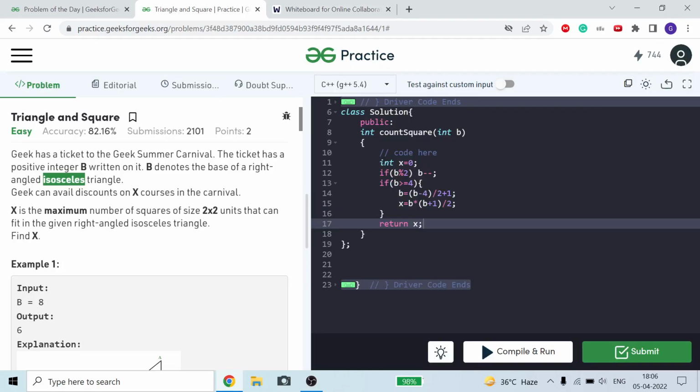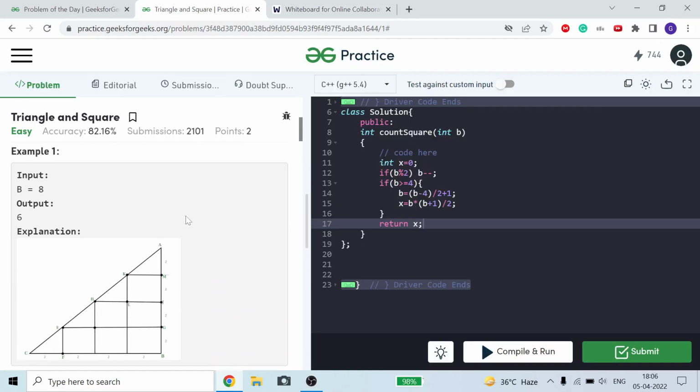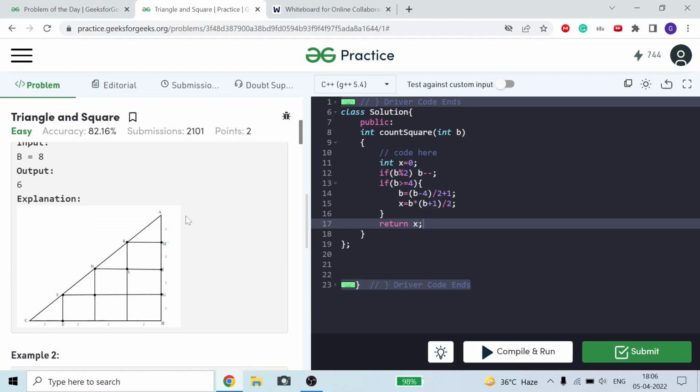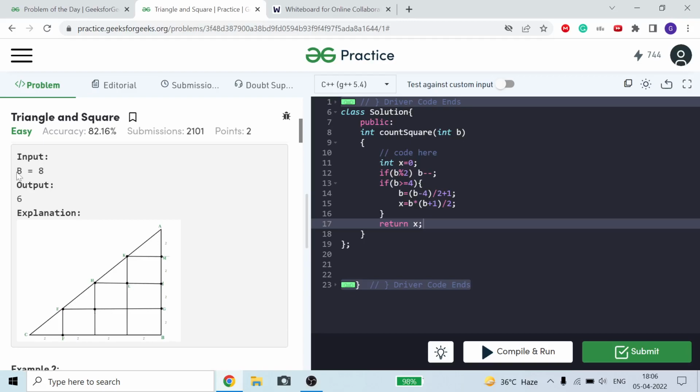Now what we have to find out is how many maximum 2 into 2 square boxes we can put in this particular triangle of base and height equal to b. Okay, and this is a right angle triangle. So for b equal to 8, we can put 6: first, second, third, fourth, 5, 6. Okay, so now how will we find it?